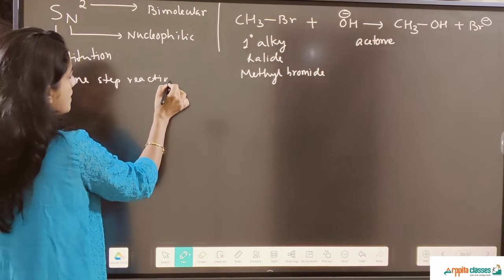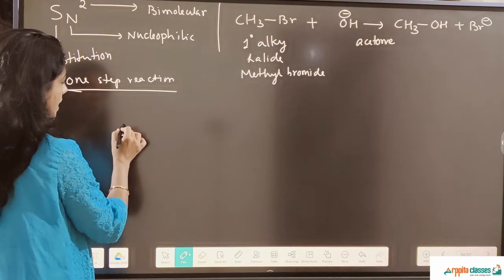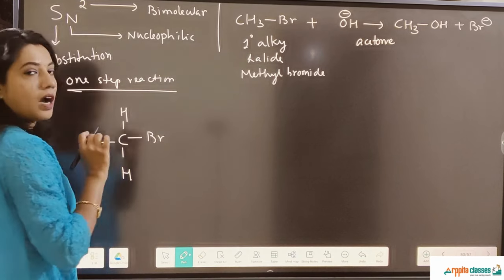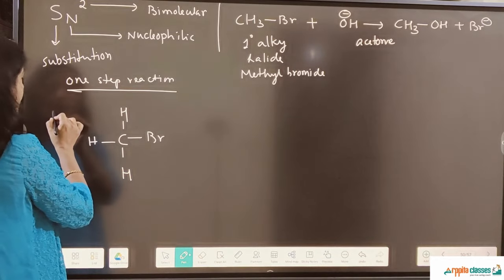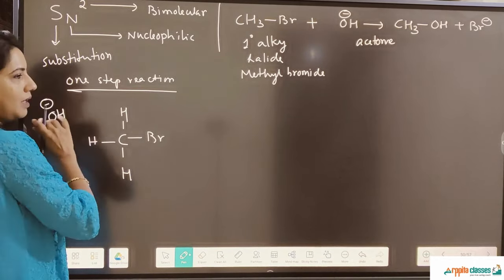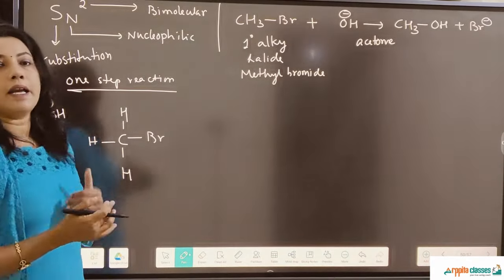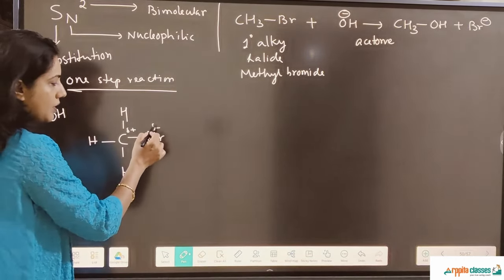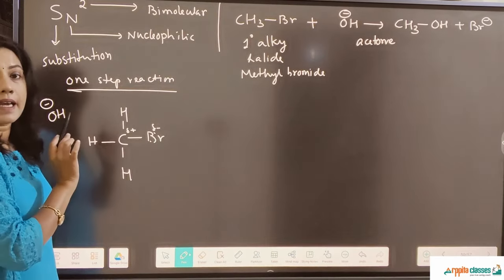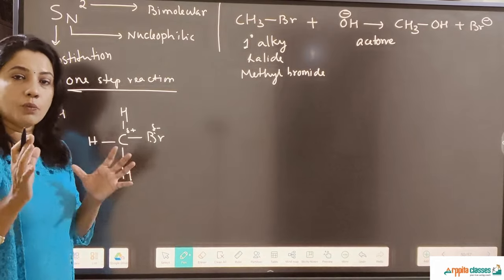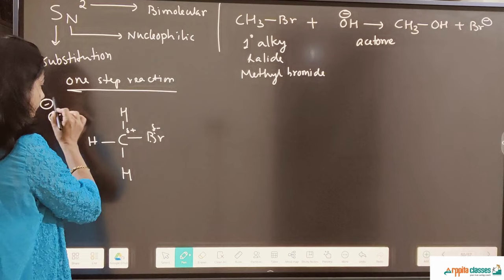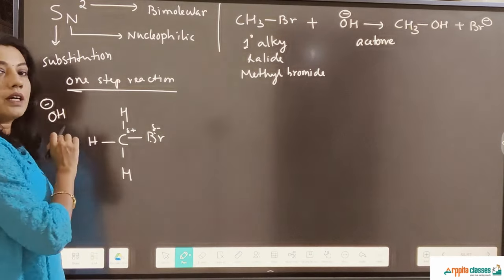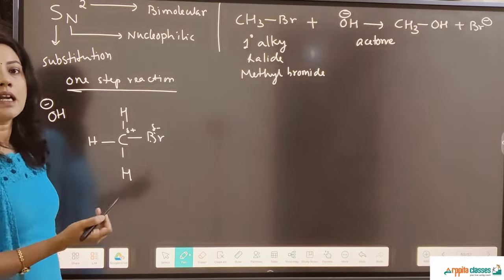So what happens is, here we are taking the alkyl halide CH3Br, which is essentially a 1 degree alkyl halide. The nucleophile OH minus, in the first step, it's one step only. So first the nucleophile will be attacking the carbon. This is a positively charged carbon and this is negatively charged Br minus. So this OH minus will be attacking the carbon and Br minus will be leaving. Both things will happen in one step only. The attacking of the nucleophile and the leaving of the leaving group will happen in a single step, because here the nucleophile is strong enough, so it will be attacking in the beginning only.